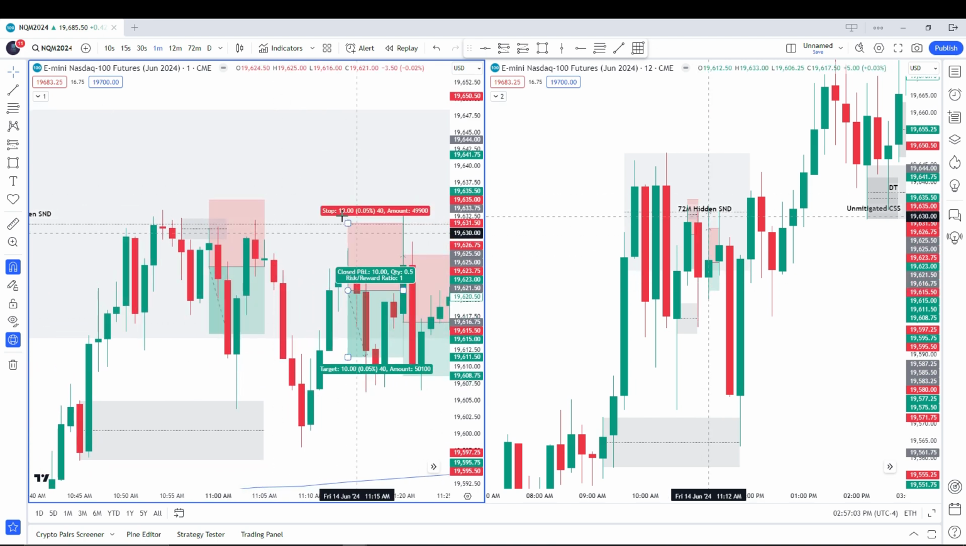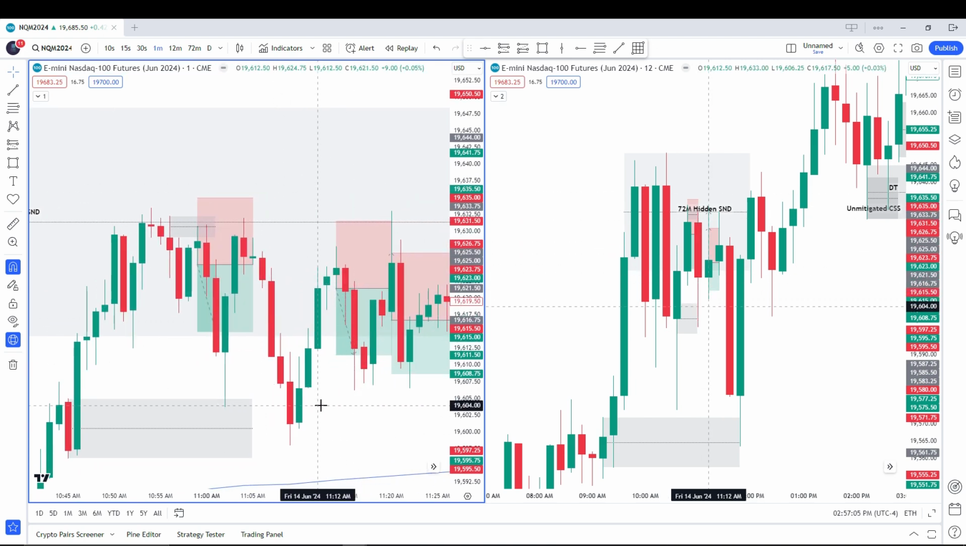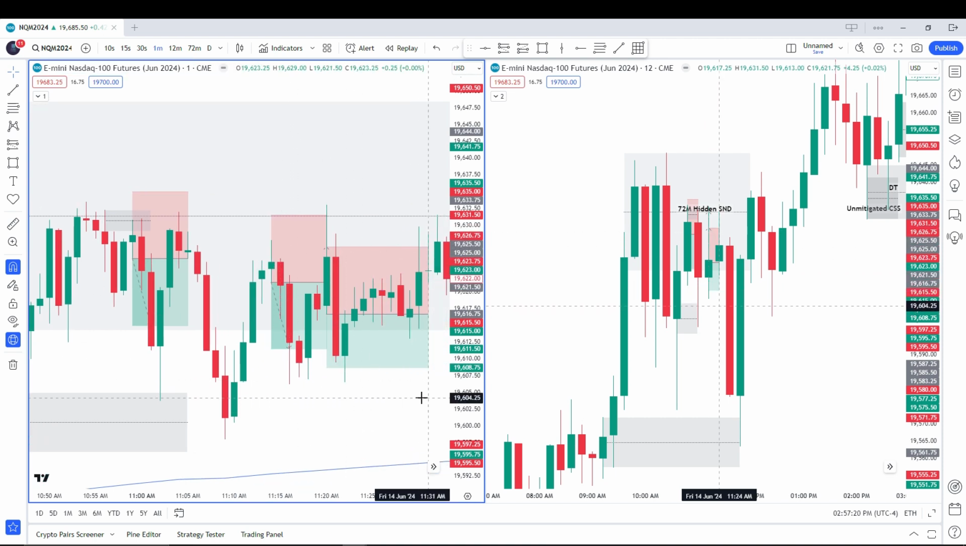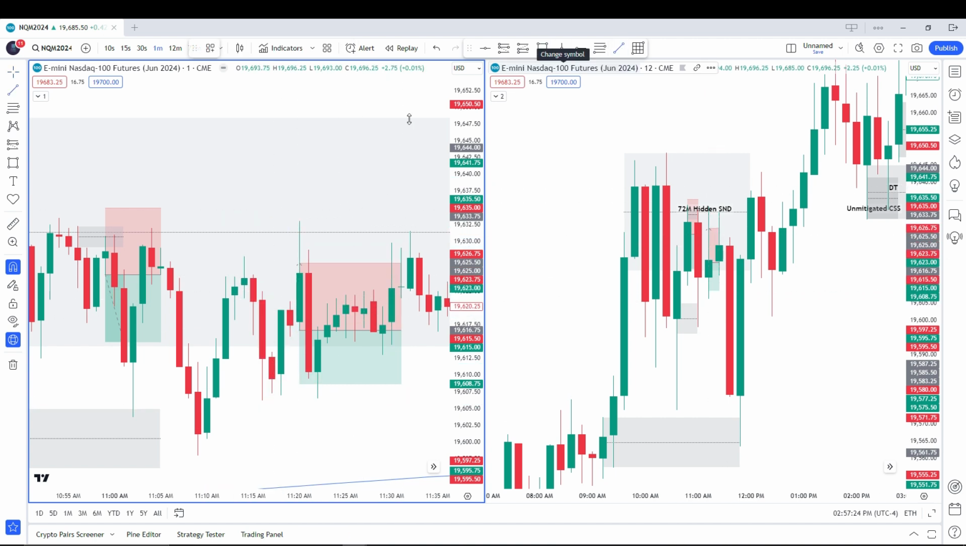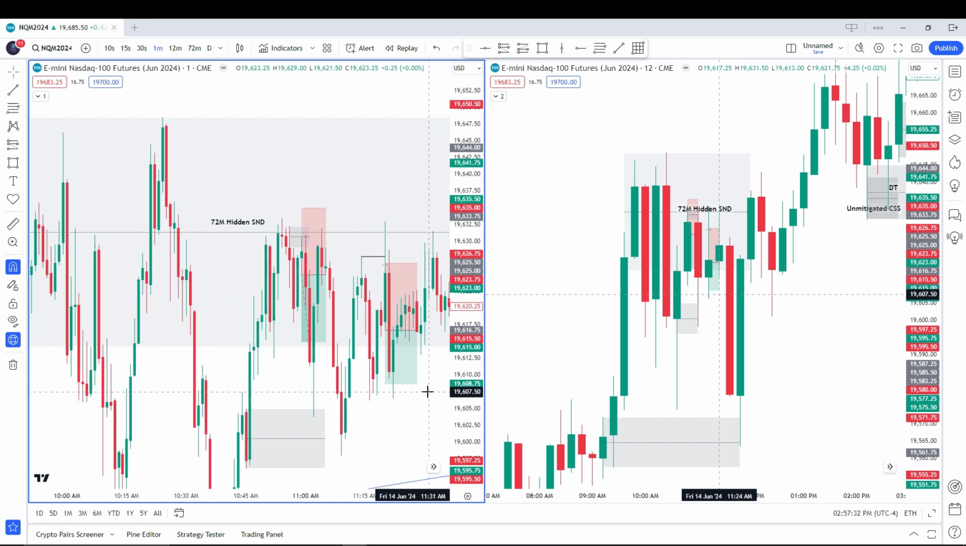Even though about 10 minutes later, there was pretty much an exact example of what I had set up over here. There was a 1 minute CSS flip going short. That would have tagged you in as well, and that would have been another 10 points back to back. Now, I was kind of surprised on this one actually, and just to show you, I was close to actually taking this one more so, but once I tell myself I'm done for the day, I am done for the day. We were still at the top of the range.